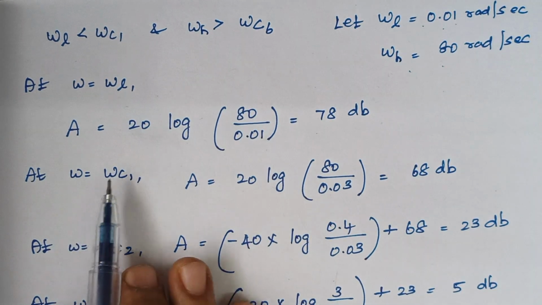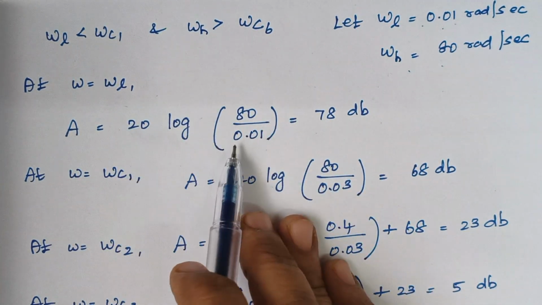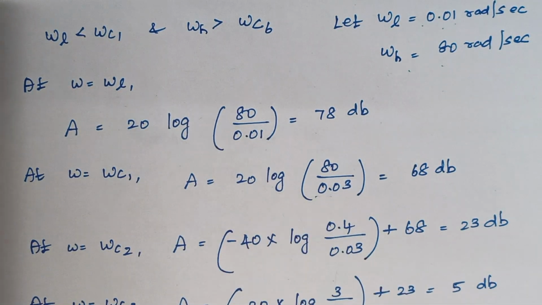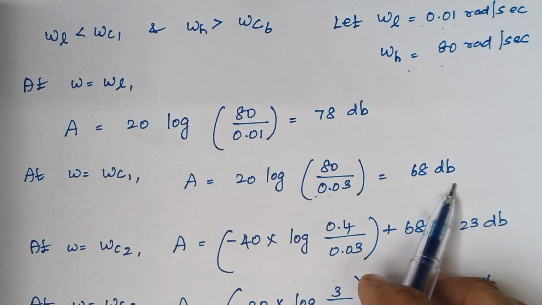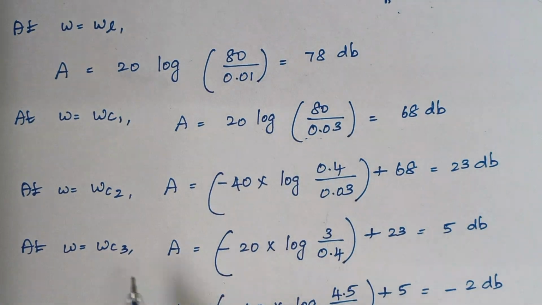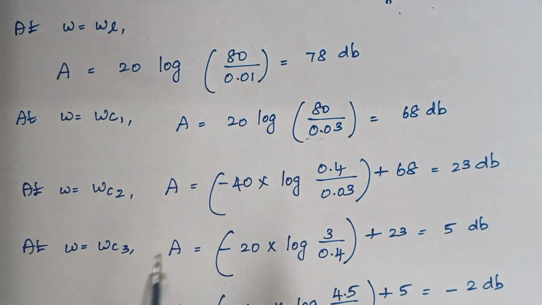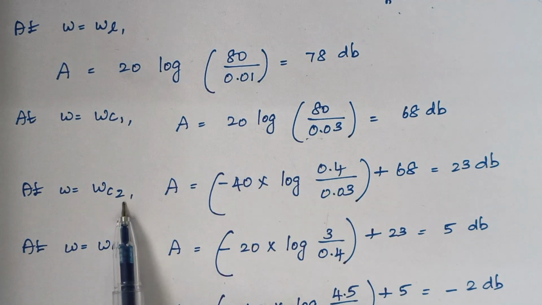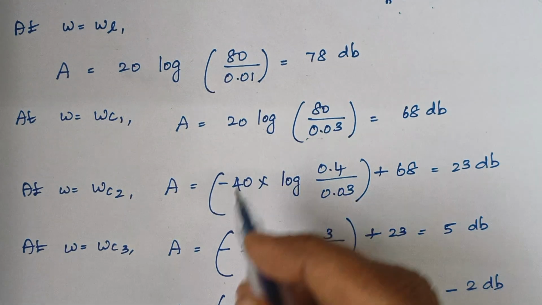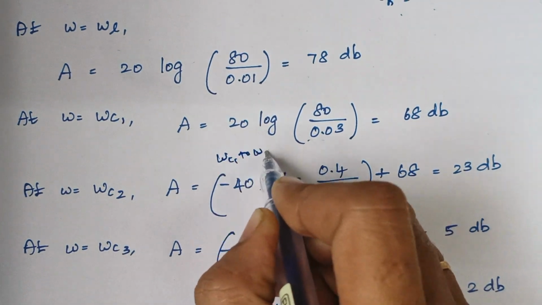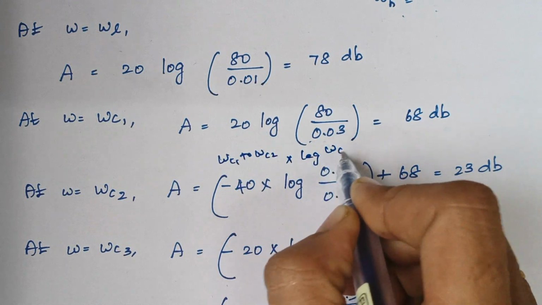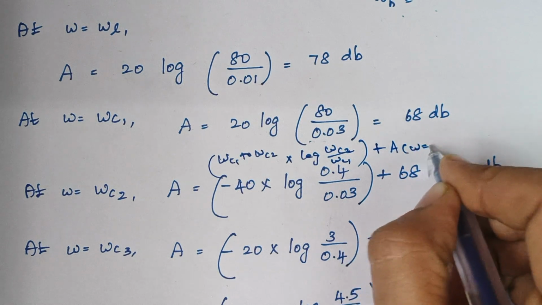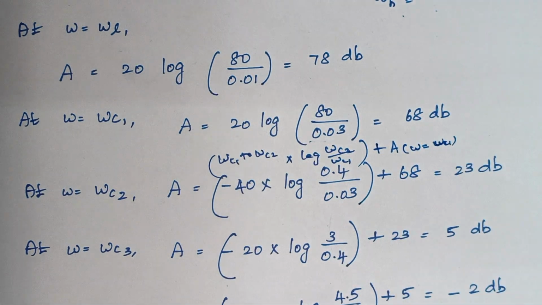Again, at omega equal to omega C1, we use the same formula, and here the value of omega C1 is 0.03. Just substitute it over here and find the magnitude. The next step is at omega equal to omega C2. There is always a change in slope, so the change in slope from omega C1 to omega C2 is the formula: change of slope from omega C1 to omega C2 times log of omega C2 by omega C1, plus the previous value of A at omega equal to omega C1.